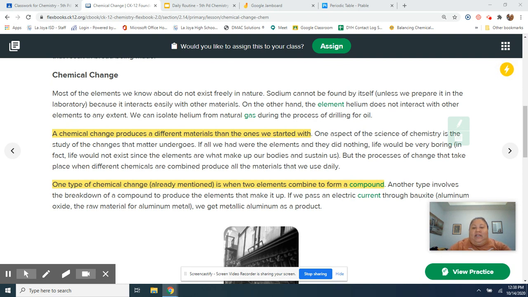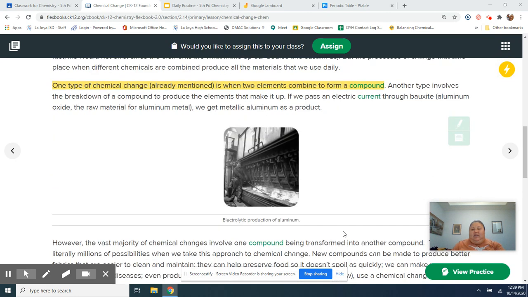If we hook it up to electricity, aluminum oxide, or bauxite, we will get metallic aluminum as a product. And here you have a picture of that happening. Look at that giant machine that they were using back in the day. They made sure that giant machine passed current through that aluminum oxide, separating the oxygen from the aluminum and leaving that nice shiny metal that you see at the bottom of the page.